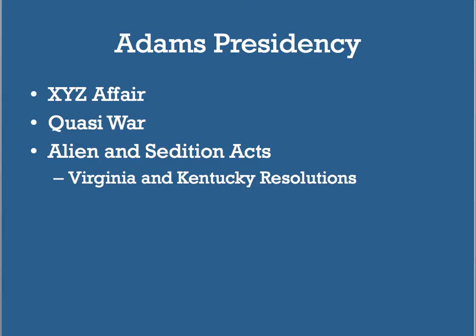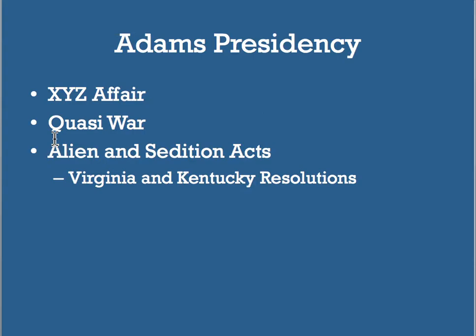Under him, a couple important things. The first is the XYZ affair, in which we get disrespected by the French because they won't let us negotiate anything unless we pay them. It causes a ton of conflict with the French, which leads to the quasi-war, in which we have like a semi-war, a naval war with France that lasts for a couple years. That eventually goes away. But more importantly, under him is the Alien and Sedition Acts.